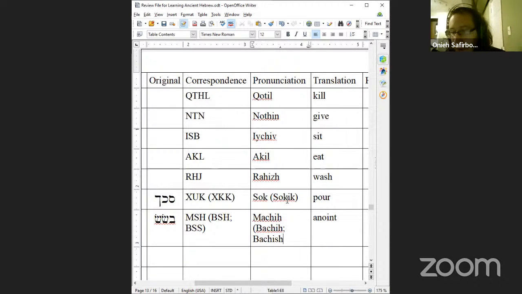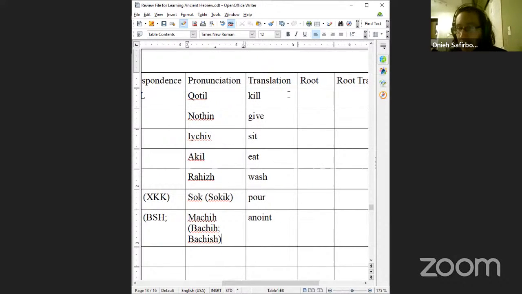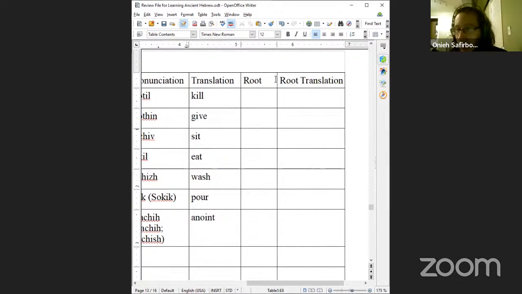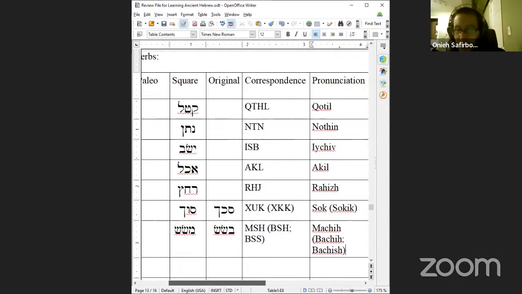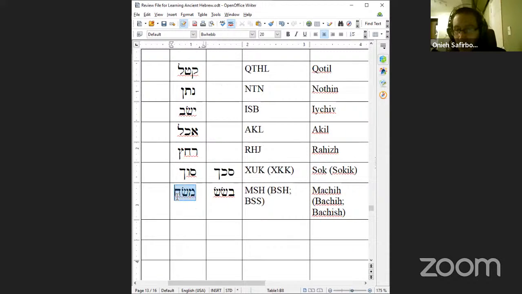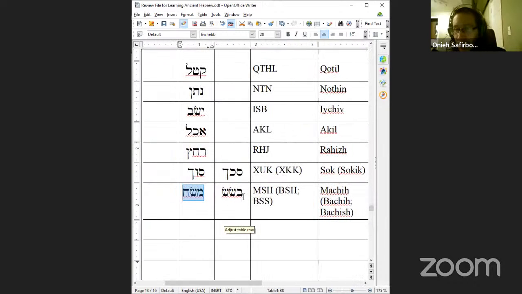Basically, the reason for this is in Akkadian, the word for anoint is pashish. From my studies, that's the original word for anoint, and then the spelling got changed over time. But yeah, that's how it is in biblical Hebrew: Masha, that's anoint, and originally bashish.